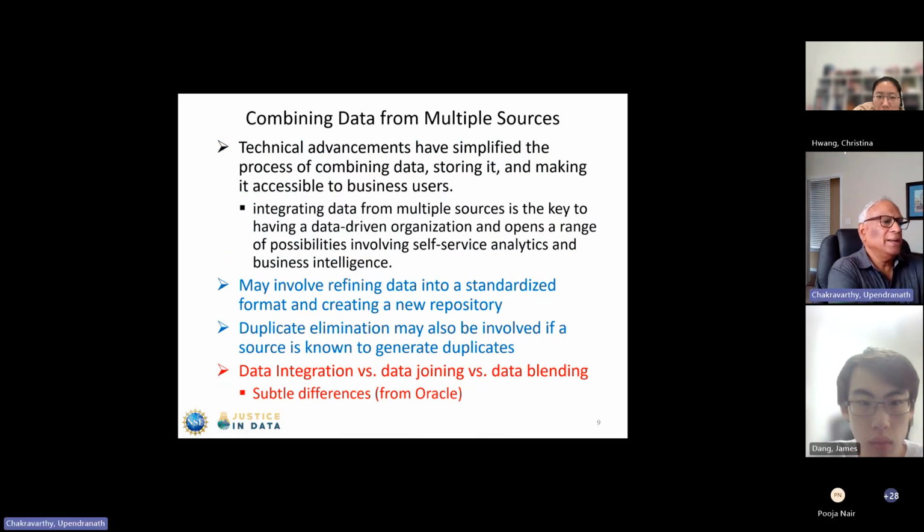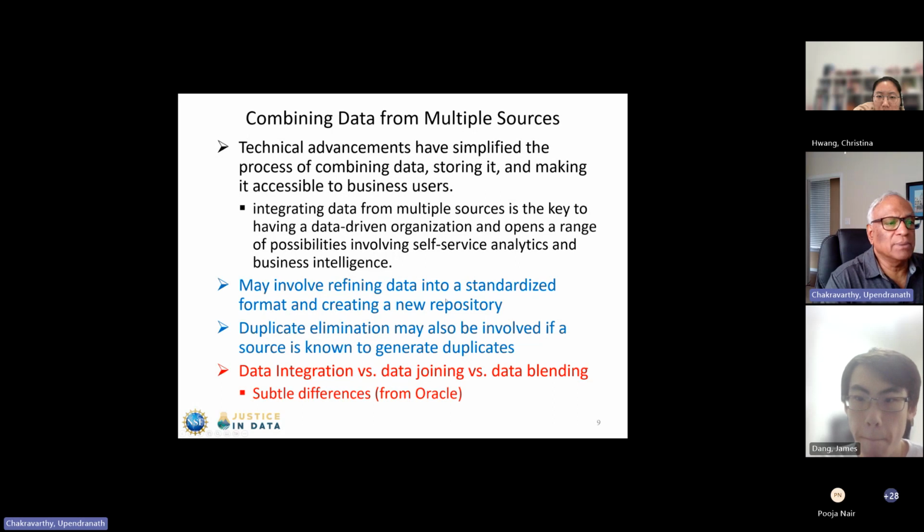So to combine data, technical advancements have simplified the process of combining data, storing it, and making it accessible to business users. This is not only for analysis, but you also need it in other places, like generating queries and other things. If you remember, the data warehouse was one of the ways in which data was integrated, combined for a specific purpose. But here we are talking about a general purpose.